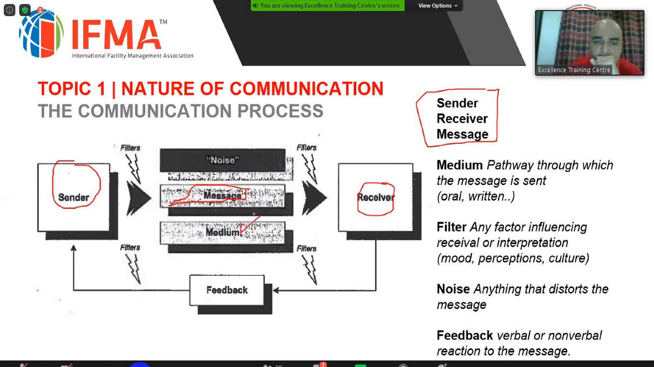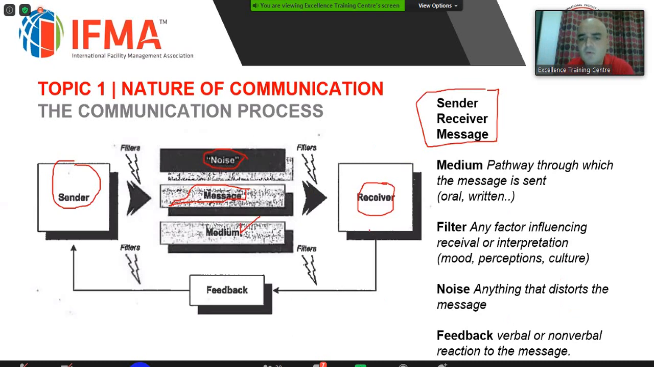What is noise? Noise is anything that distorts the message. Noise doesn't have to be technically only noise. For example, I was always saying to mute your speakers, because noise coming from your side or even from my side, if I'm having noise here, will distort the message. So it's anything that distorts the message.